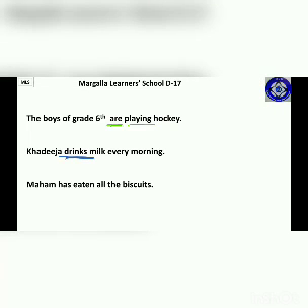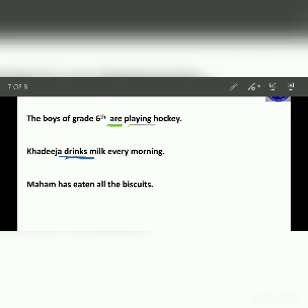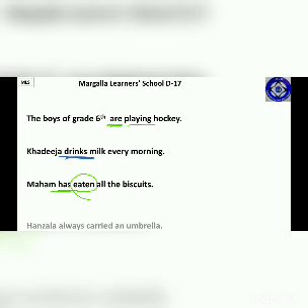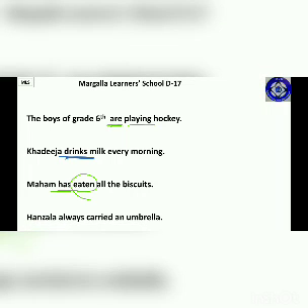Next we have, Maham has eaten all the biscuits. After reading this sentence, I get the idea that Maham has finished all the biscuits. It means something that has been completely finished. So this tense is present perfect tense. And if we look at its structure, we see the writer is using has and the third form of the verb: eat, ate, eaten.